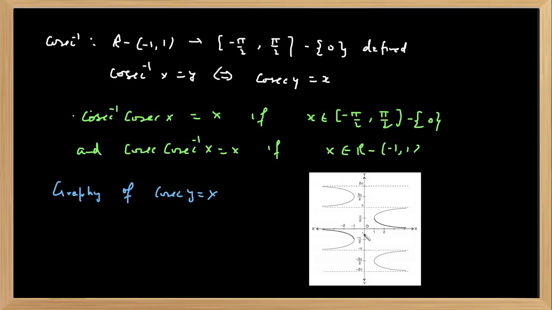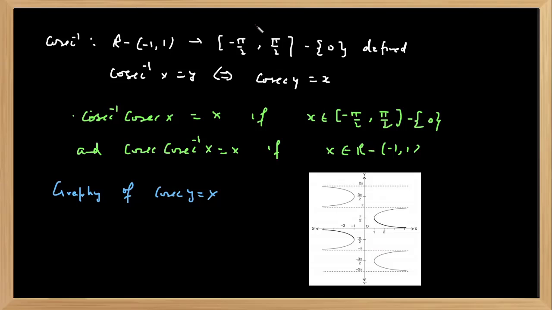This is -π/2, and here it will be -π/6. So cosec -π/6 is -2, so this will be -π/6 at -2, and -π/2 at -1. So it will go like this. Similarly, in other branches we can draw the graph. So here the principal value branch is -π/2 to π/2 excluding 0. Other branches are π/2 to 3π/2 excluding π, or -π/2 to -3π/2 excluding -π.